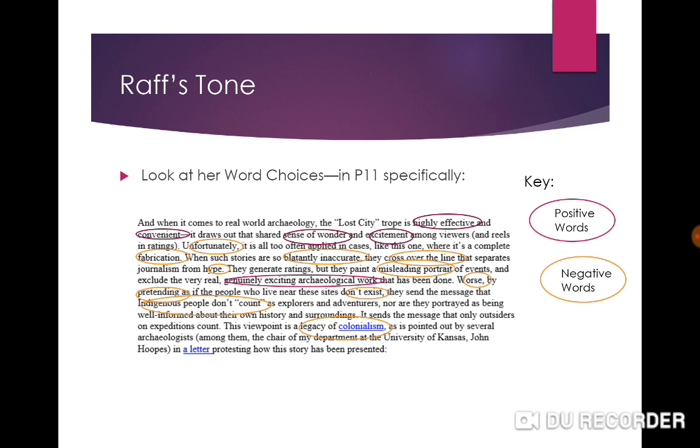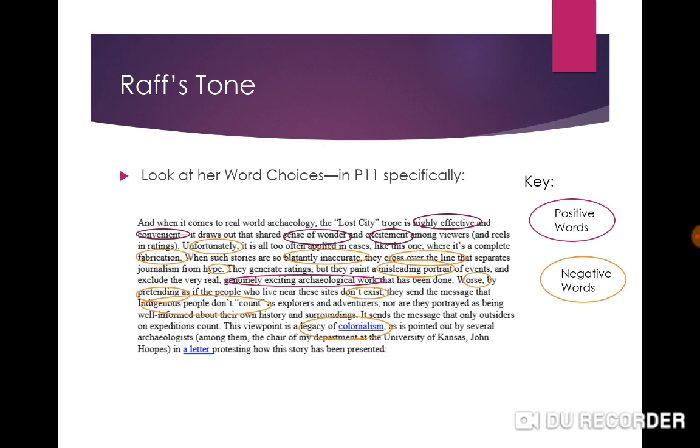Unfortunately, which is negative, fabrication is bad, blatantly inaccurate, bad, cross over the line, bad, misleading portrait, bad, hype, negative, worse, negative, pretending is bad, indigenous people don't count is bad, legacy of colonialism is bad. So you can see where she's talking about all of the bad things associated with selling ratings, right? And so you can see that she's angry, blatantly inaccurate, sounds really mad, right? Fabrication as lies. And so she's calling it lies and hype, and all of those things are bad, right?